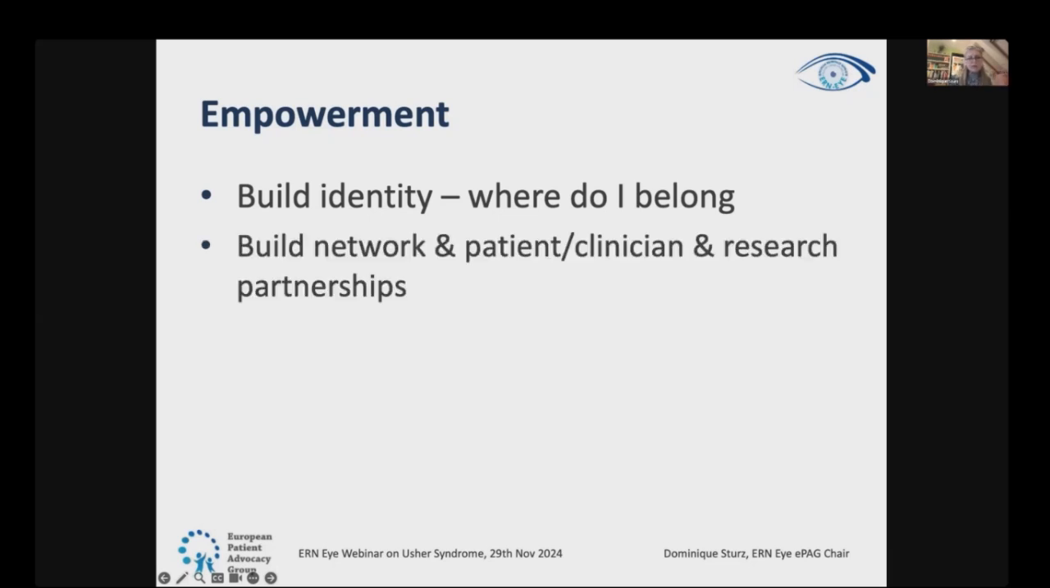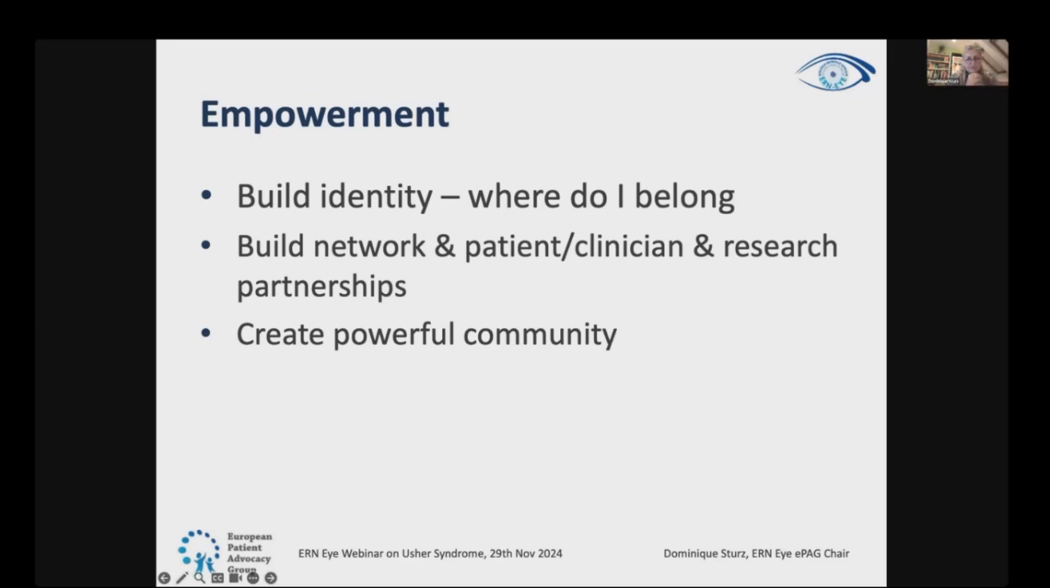Can I build a network, even a network of patient-clinician partnerships or a network of research partnerships? Or can I find any that are already existing? Can I create a powerful community altogether? Can I bring peer-to-peer support to other families? Can we exchange support with each other?